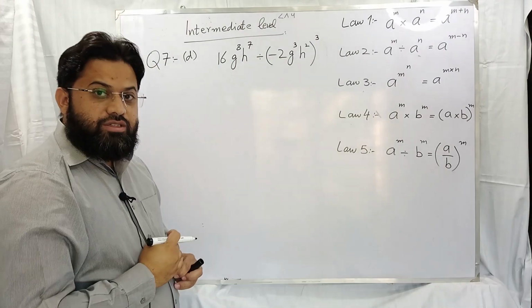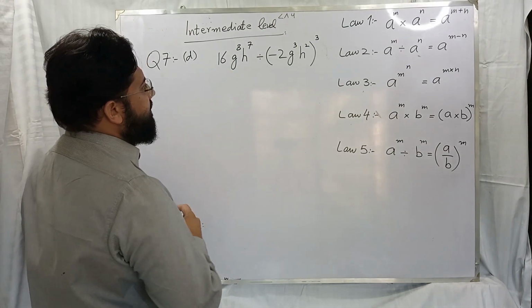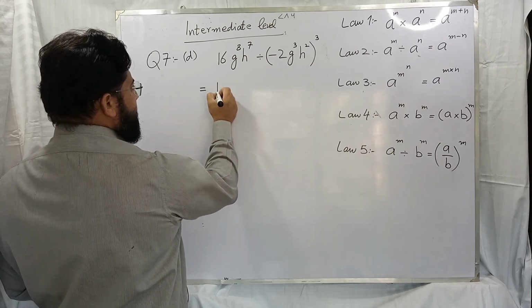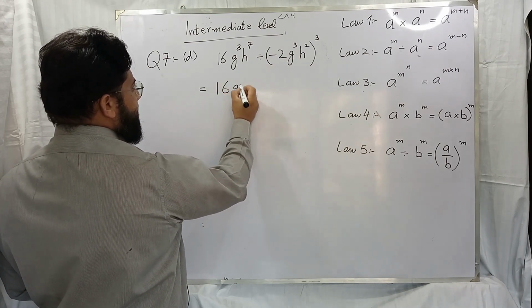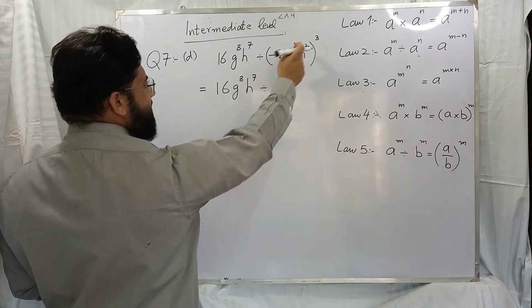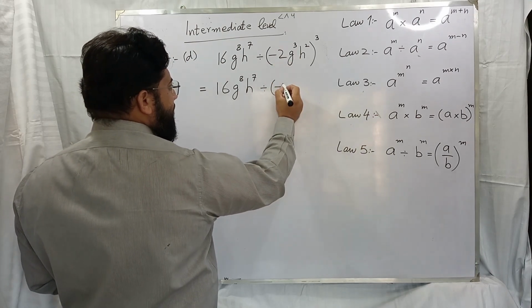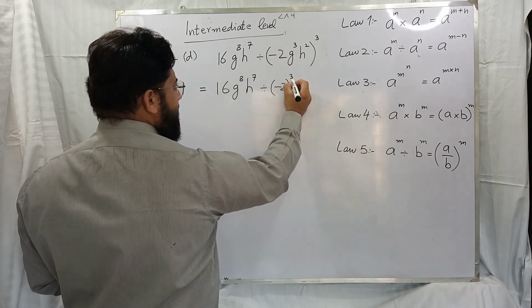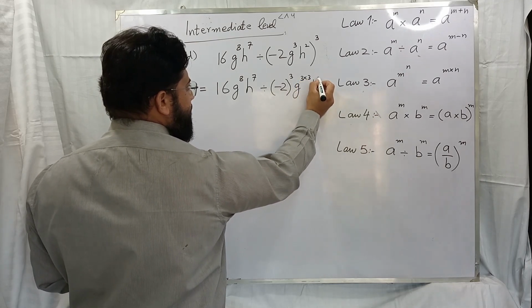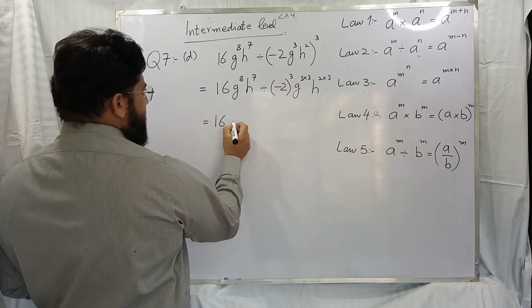Now we are moving towards complicated questions. First of all, simplify this portion first, then we will see what happens. 16 g to the power 8 h to the power 7 divided by minus. Negative times, you will get a negative number, 2 to the power 3, g 3 into 3, h 2 into 3.